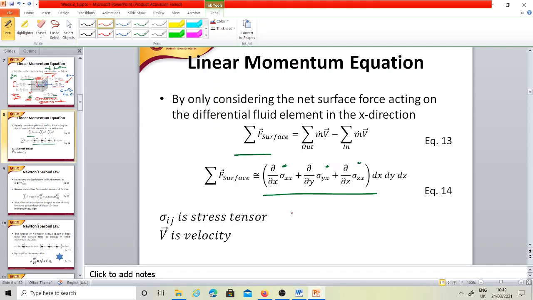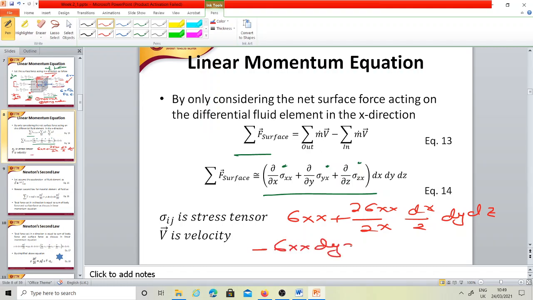Okay, I will write it for you one time. Sigma xx, this is the out. So out sigma xx plus del sigma xx by del x, dx by 2, dy dz. Then we have the minus, the outflow in the opposite direction, that should be minus sigma xx dy dz. And then we have minus, minus, plus del sigma xx, you just need to balance the force, and we have dx by 2, dy dz.